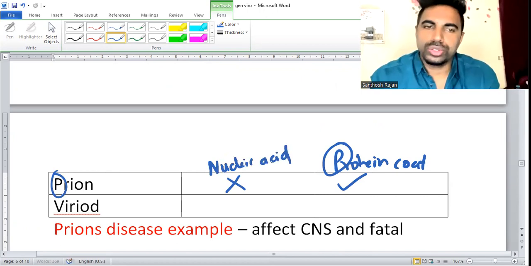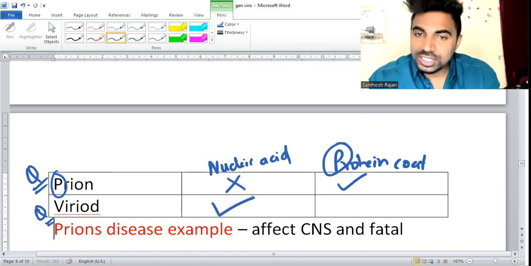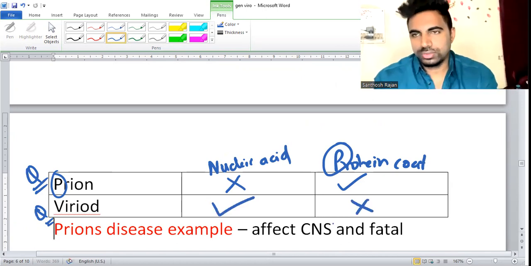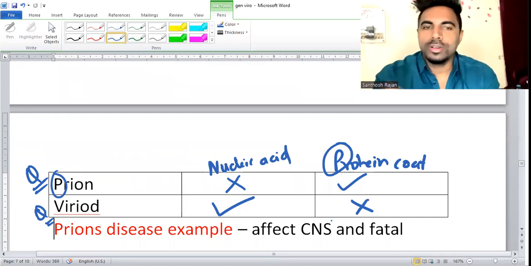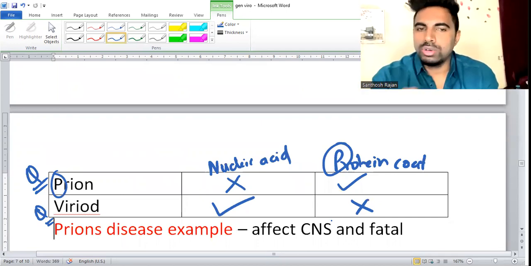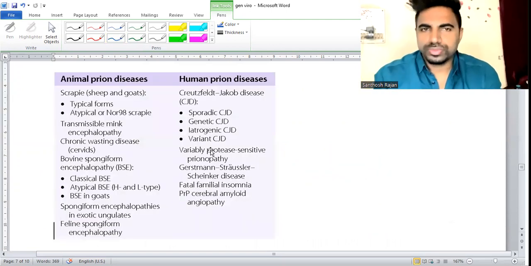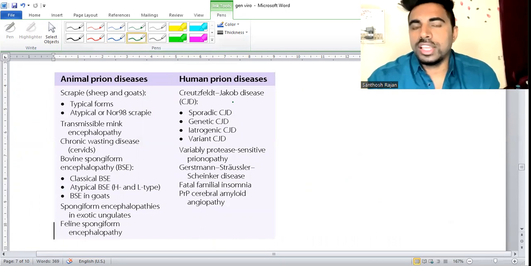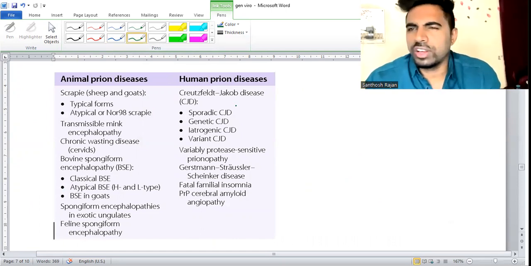That's a question. Repeat it. What is a viroid? Viroid means nucleic acid is present, but no protein coat. But if both are present, that is a virus, we call it a virion. Viroid means only nucleic acid, no protein. That's it. Now, the prions. Prion diseases mainly affect the brain. It's very, very fatal, and there is hardly any treatment.